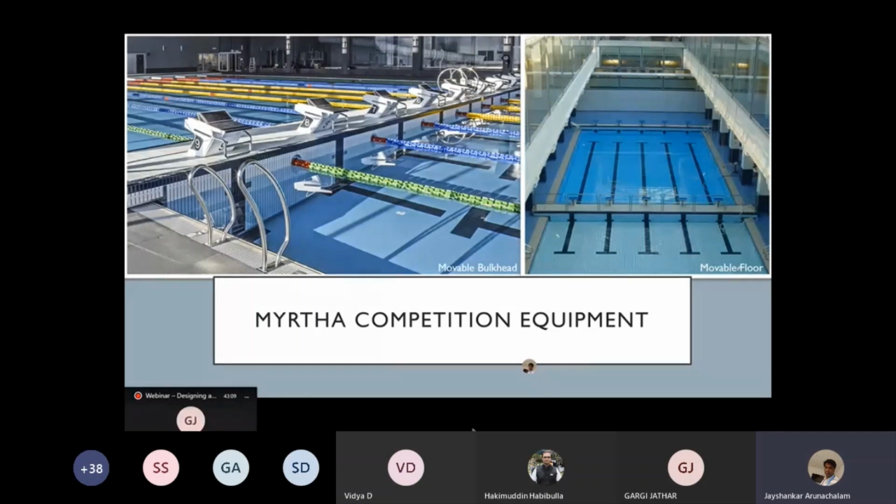The right one is a very extreme, very interesting thing, called a movable floor. It allows the floor to move vertically, from 0 to 2, 3, or 5 meters up and down, through hydraulic or other methods. These are a few elements which are very important in the swimming pool, and which you will also see being used in one application or another during the course of the presentation.